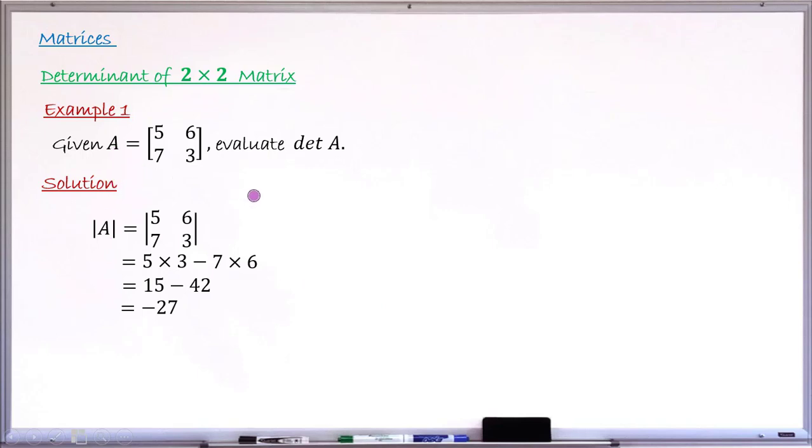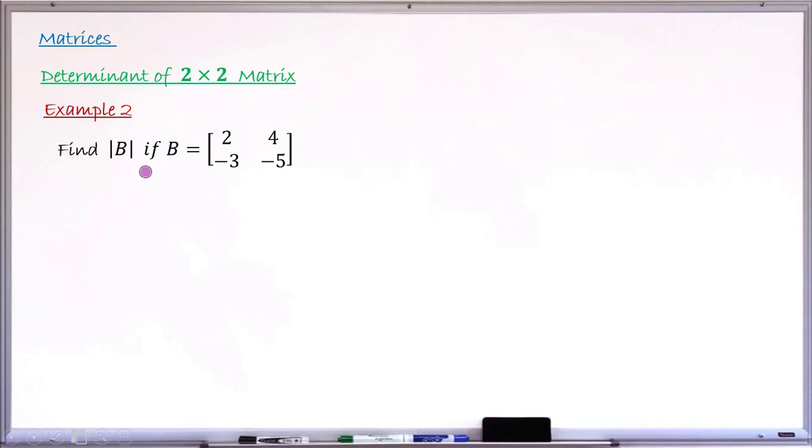Let's just move on and take another example. Example number 2: we are asked to find the determinant of this matrix B with these entries: 2, 4 in the first row, minus 3 and minus 5 in the second row.